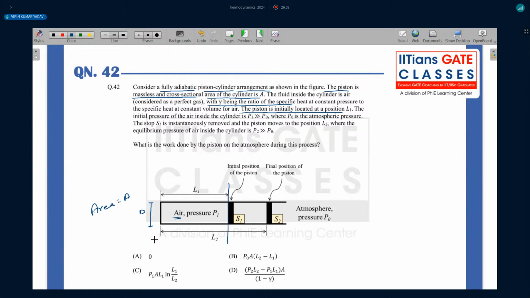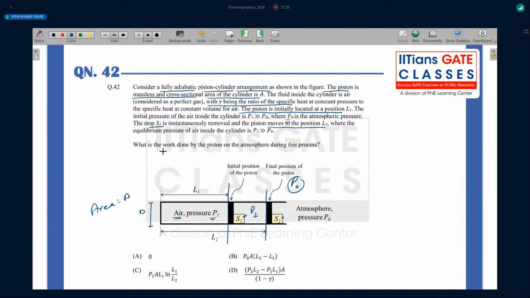The pressure inside is P1, which is greater than atmospheric pressure P naught. Outside we have P naught. The stop S1 is instantly removed, and then you have another stopper S2, which is also instantly removed, and the piston moves to position L2 where the equilibrium pressure is P2, which is again greater than P naught.